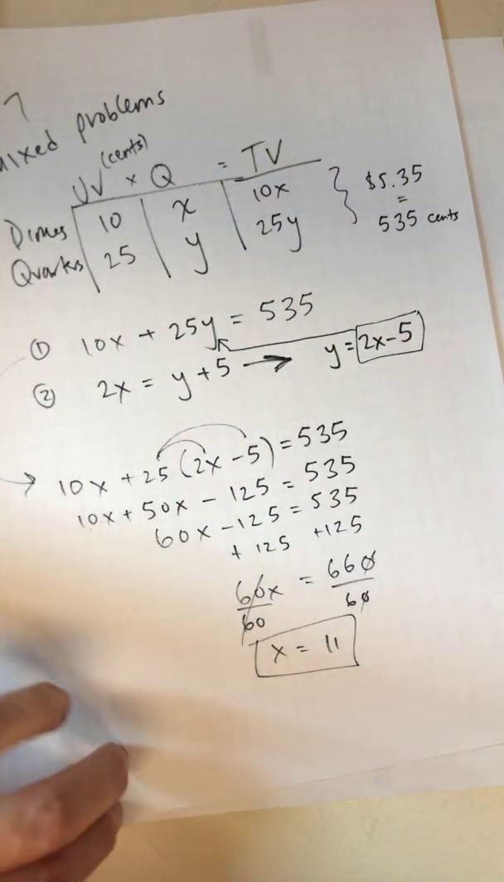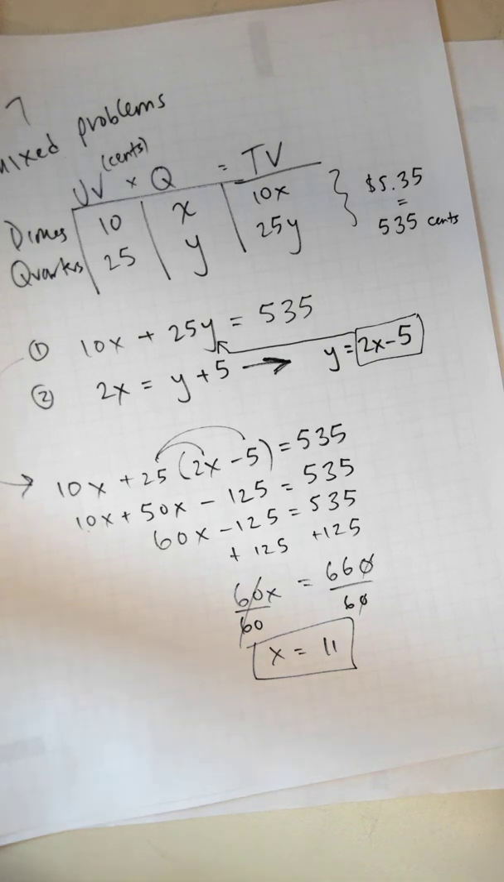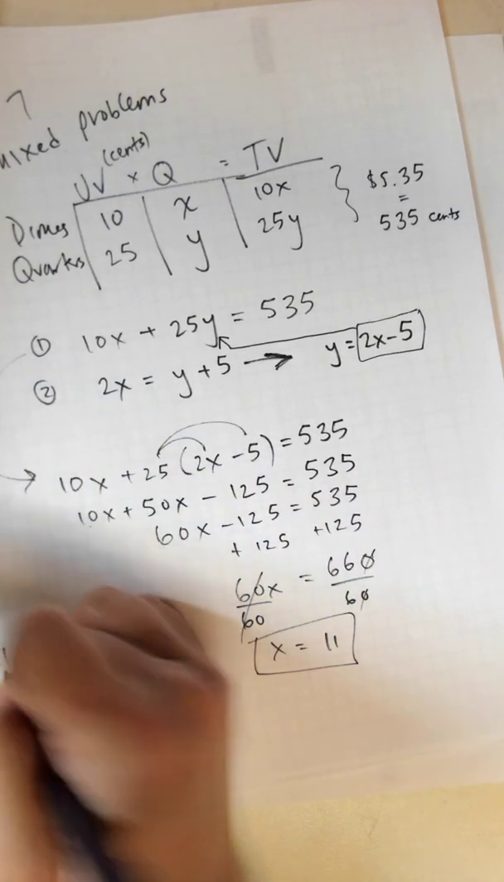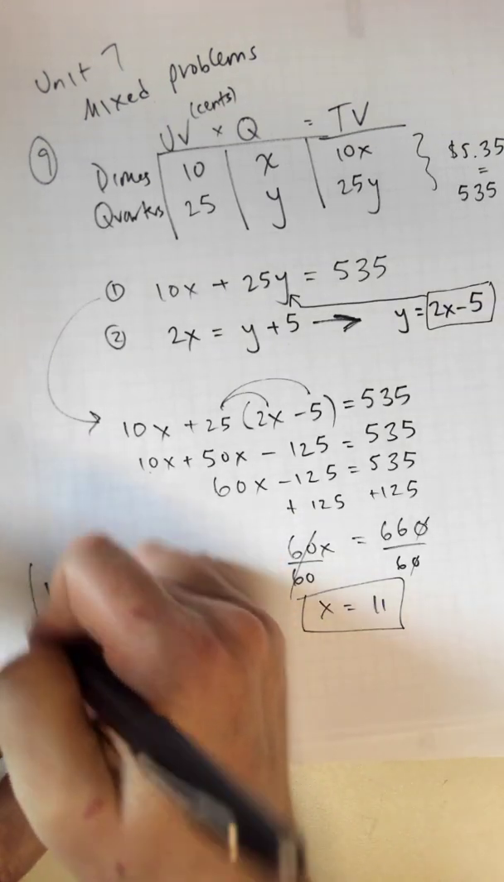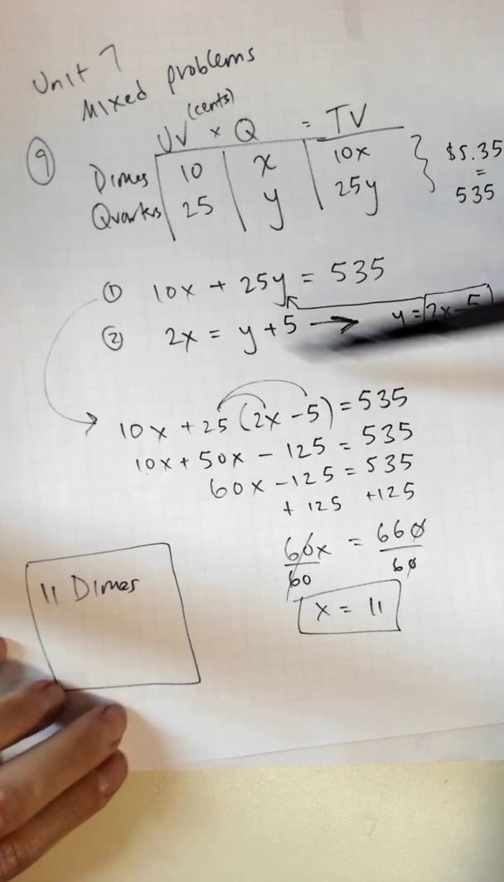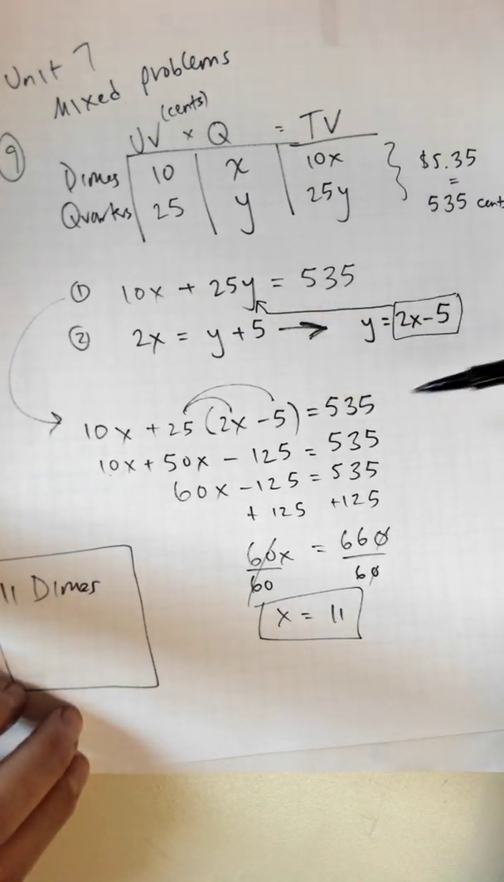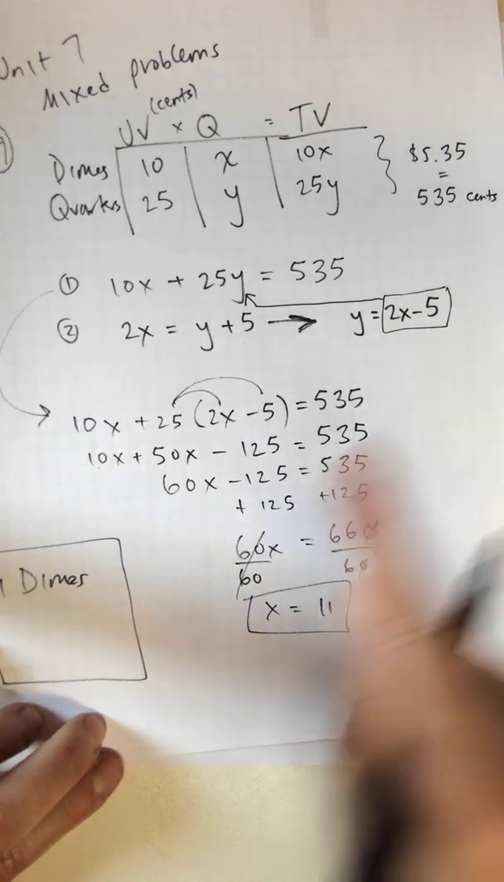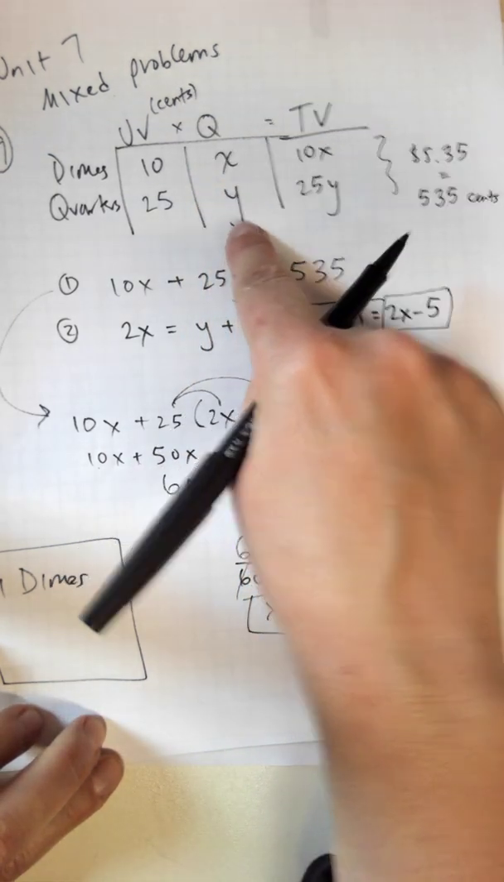Now let's see what the question is. How many of each coin are there? All right, so we have dimes. We have 11 dimes. And let's see, how do we find the number of quarters? Well, we can pick either of these equations. Or we can even use this one. Hey, check it out. We know the number of dimes, and we're finding the number of quarters.